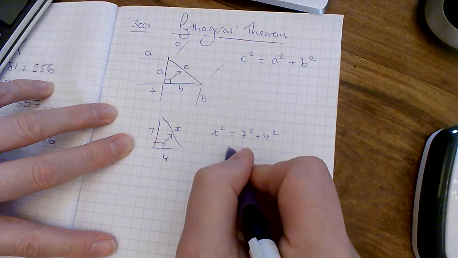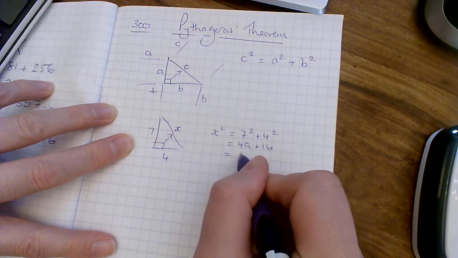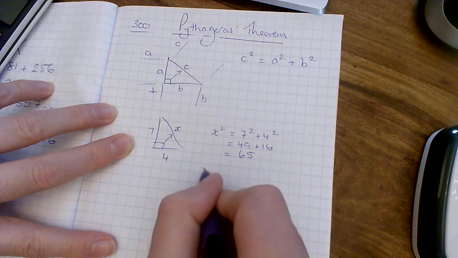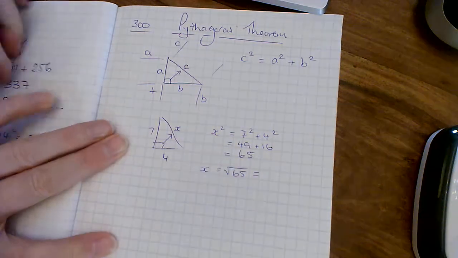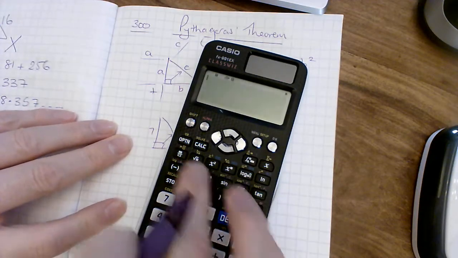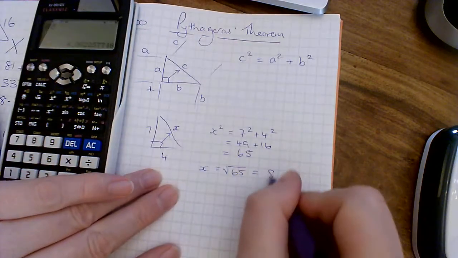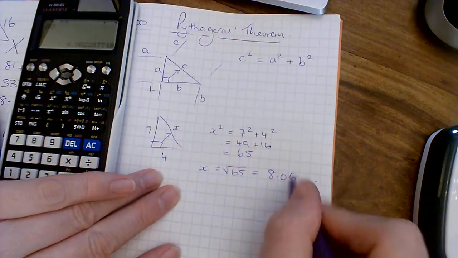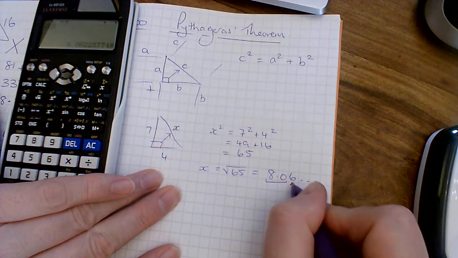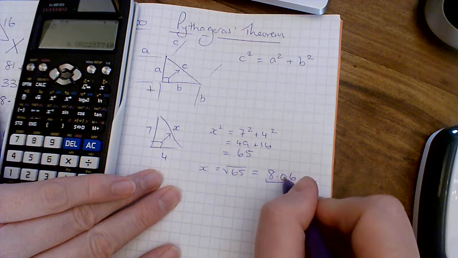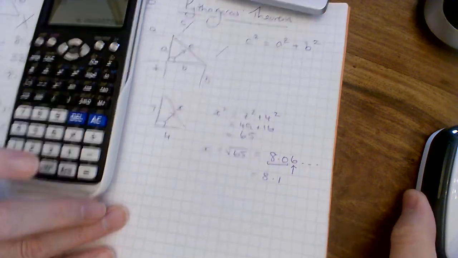So then I just run the numbers: 49 plus 16, which is 65, and then for X, we get rid of this square by doing a square root of 65. You just grab your calculator and put the numbers in, so square root of 65, and then you go to one decimal place. I've got 8.06, and it runs off forever. But because I'm only going to one decimal place, I look at the 6, that's 5 or more so it rounds that one up, so this is going to be 8.1. So there's my first answer.